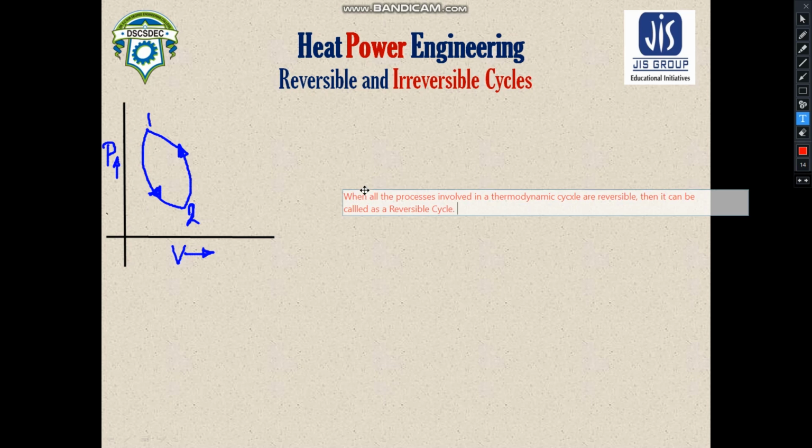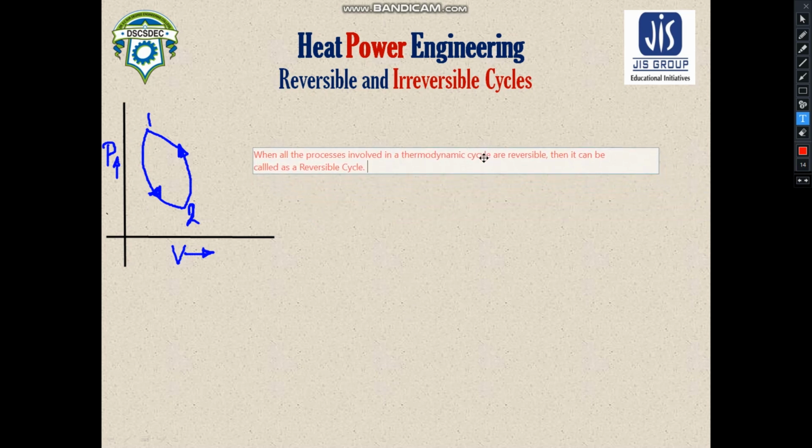So when all the processes involved in a thermodynamic cycle are reversible, then it can be called a reversible cycle. So we will discuss the concepts of all reversible cycles in our syllabus. I have already told you that we will discuss Otto, Diesel, Brayton, Dual, and Carnot cycle. Carnot cycle is the first one which would be discussed. So all these cycles are conceived as reversible cycles. That means all the processes are always considered to be reversible.